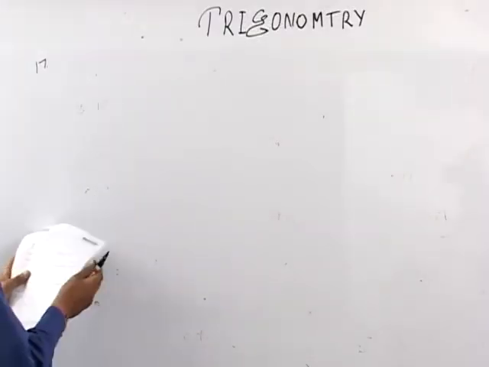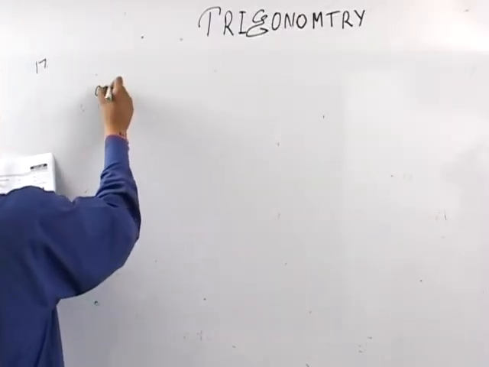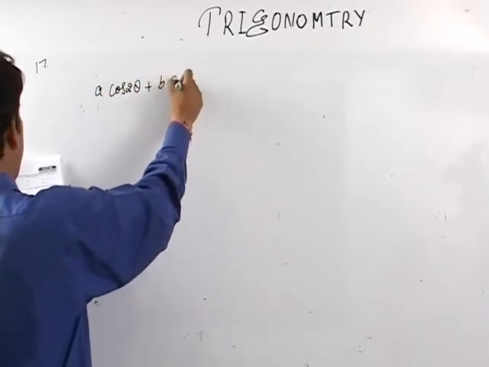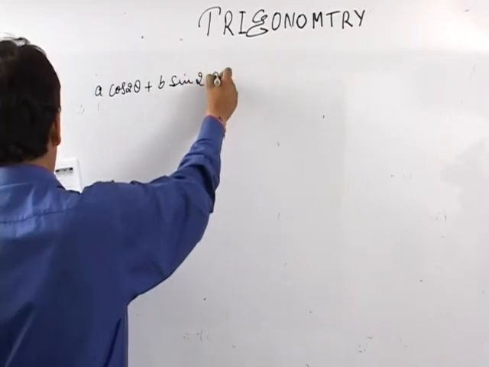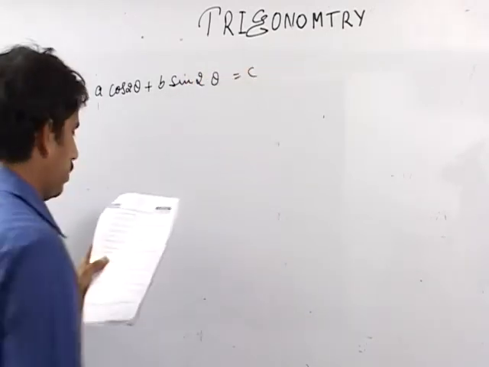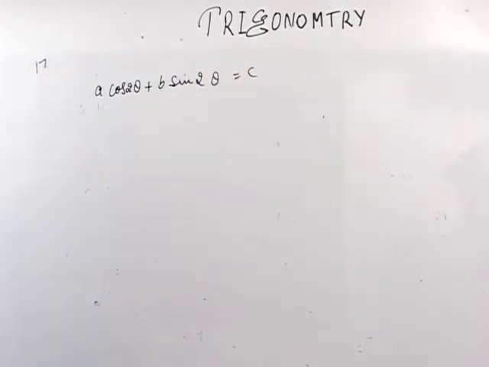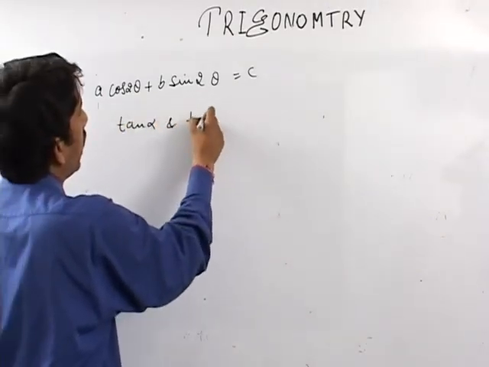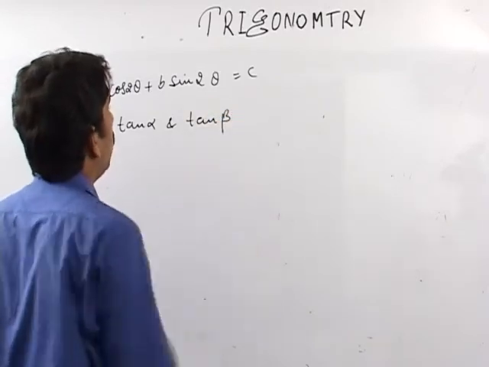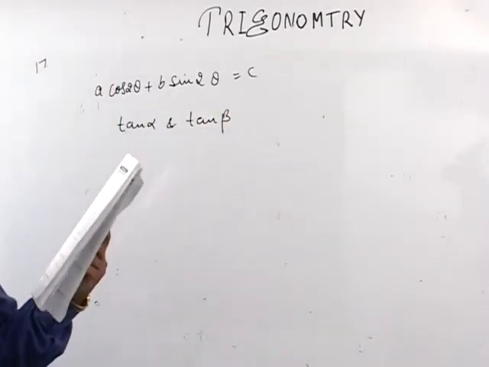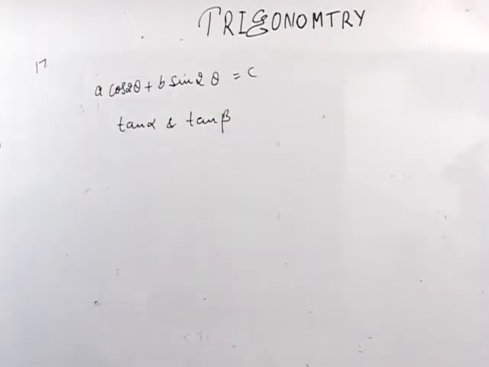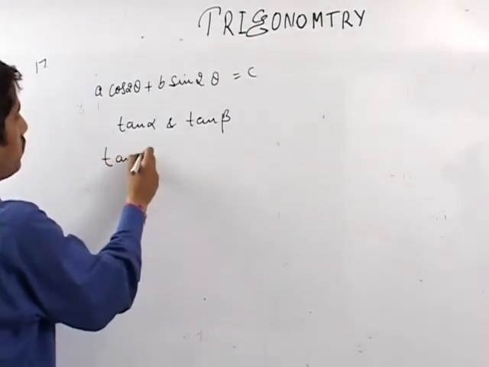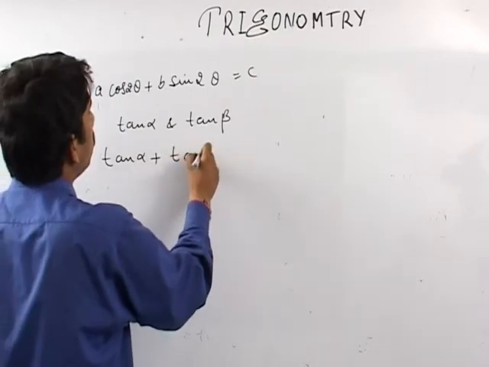Next question you have a cos 2 theta plus b sin 2 theta is equal to c. Now if tan alpha and tan beta are its roots or its solutions, you have to find out the value of tan alpha plus tan beta.